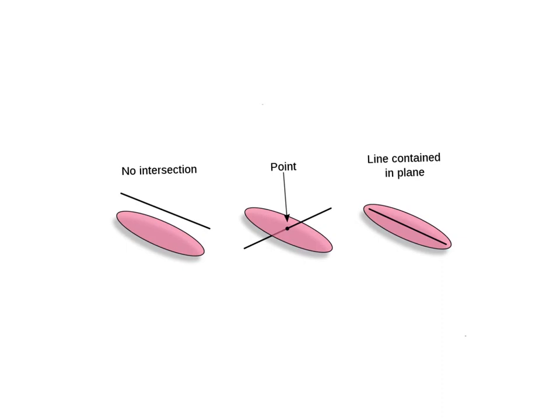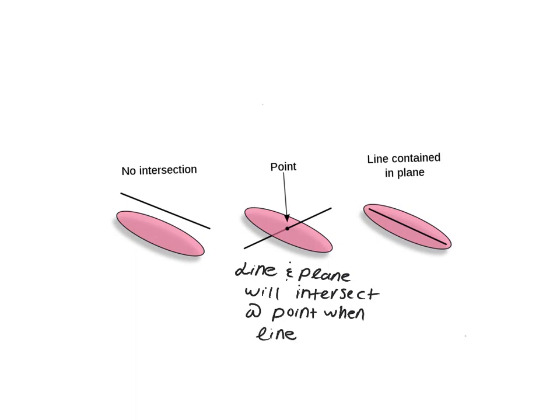So I'm going to write that down. Line and plane will intersect at points when line goes through plane.